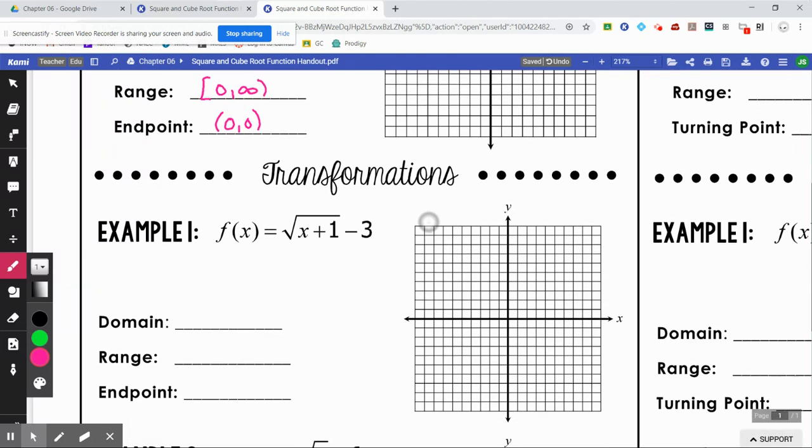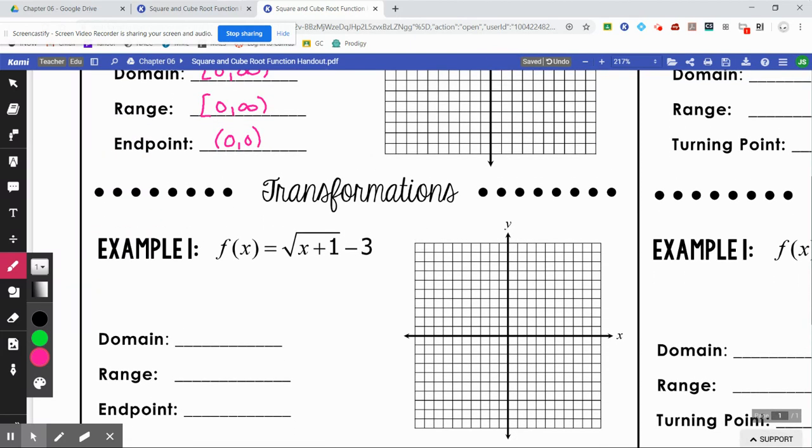Now, some transformations. If we were to take that graph and do a +1, that would move it left 1, and a -3 at the end would move it down 3. That's your original function, which I'm going to graph again. You would take every one of those points and move them all left 1 and down 3, and now it would look like this. I can't remember if I said right 1 or left 1. Left 1 and down 3.